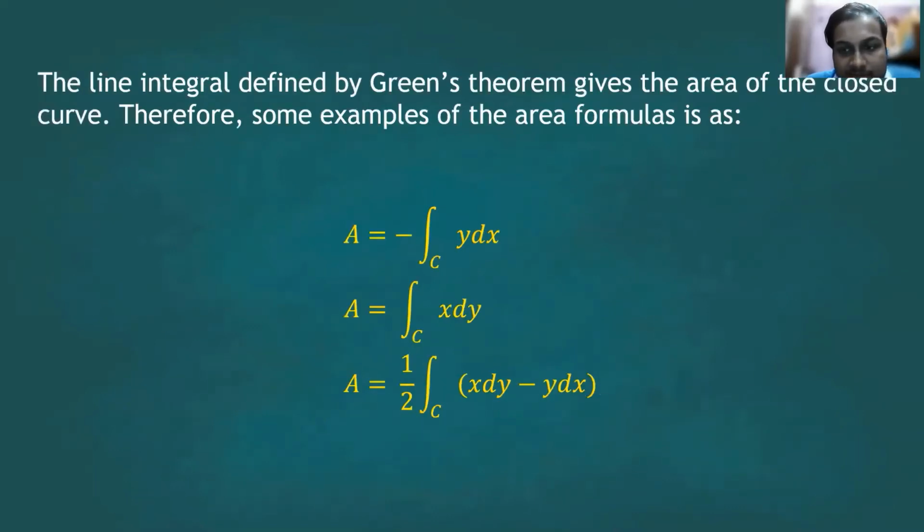Also, with the help of Green's theorem, it is possible to find the areas of closed curves. The line integral defined by Green's theorem gives the area of the closed curve. Therefore, some examples of the area formula are shown below. Any of those 3 can be used to calculate the area of closed curves.